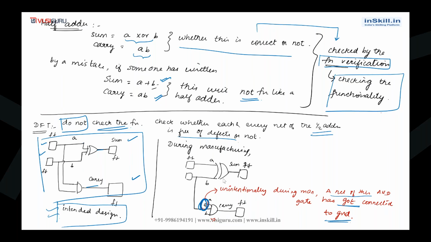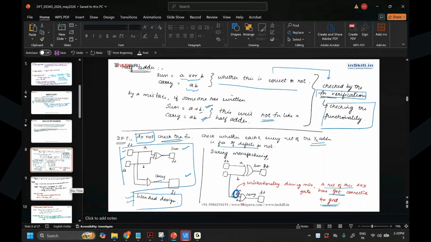We'll strengthen our understanding by taking up another example, on why we need a functional verification team as well as a DFT team.